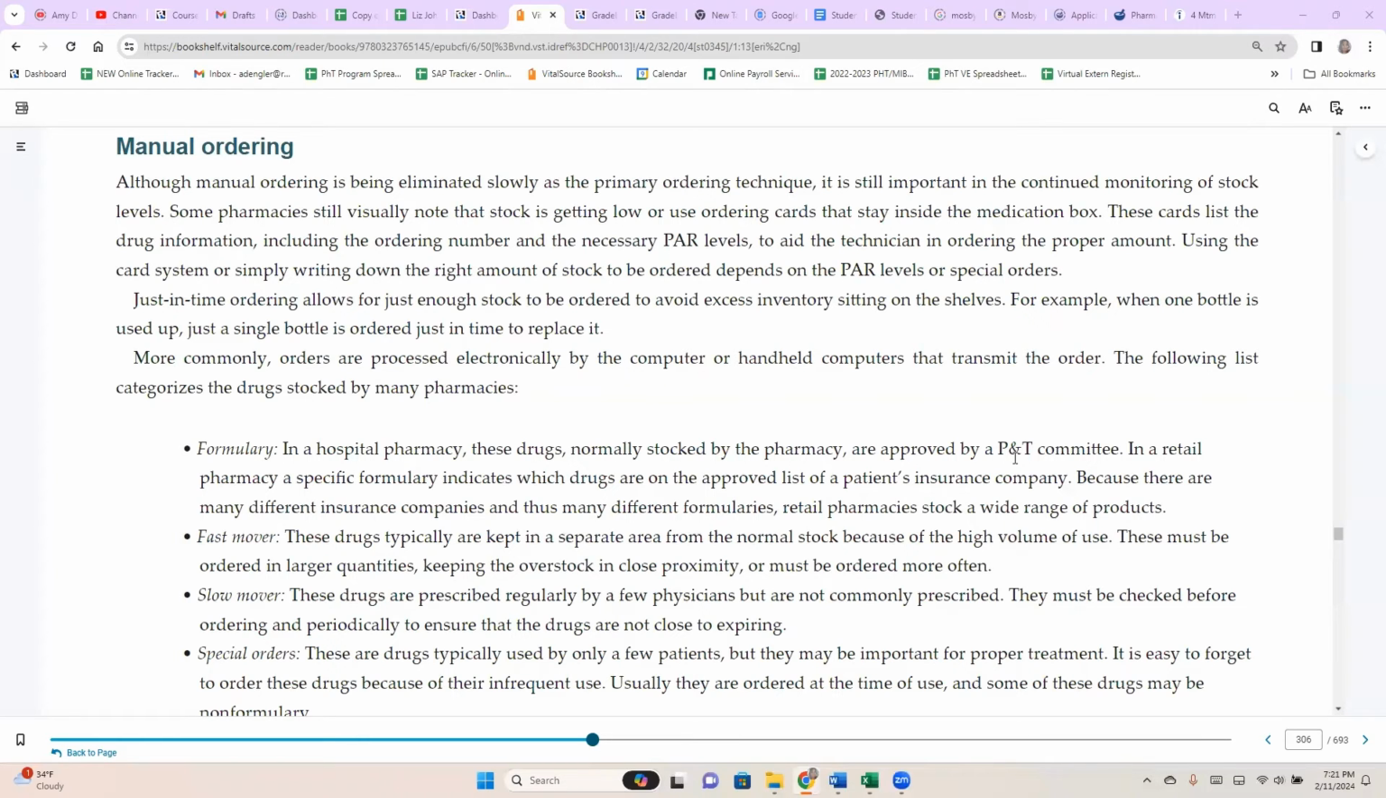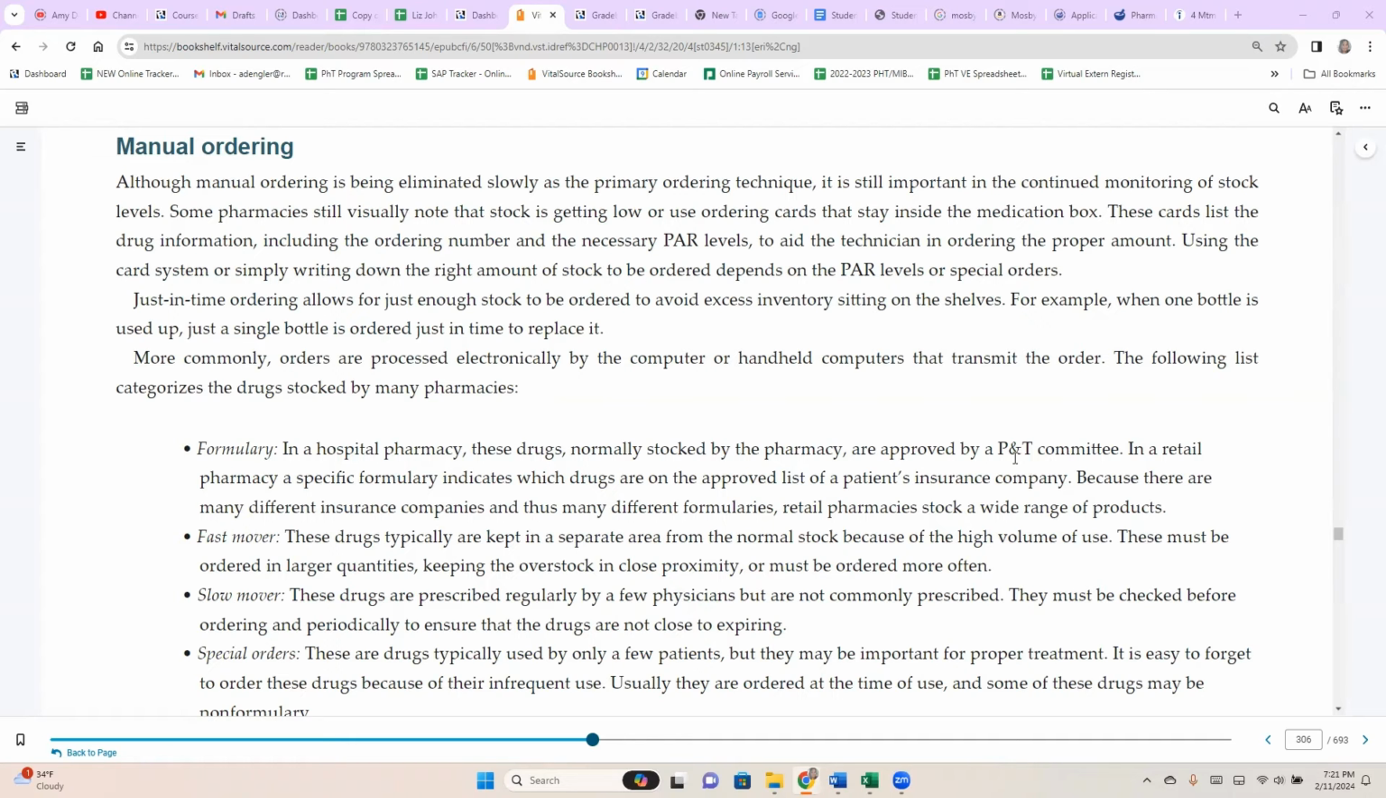The following list categorizes the drugs stocked by many pharmacies. Formulary: in a hospital pharmacy, these drugs normally stocked by the pharmacy are approved by the P&T committee. In a refill pharmacy, a specific formulary indicates which drugs are on the approved list by the patient's insurance company.